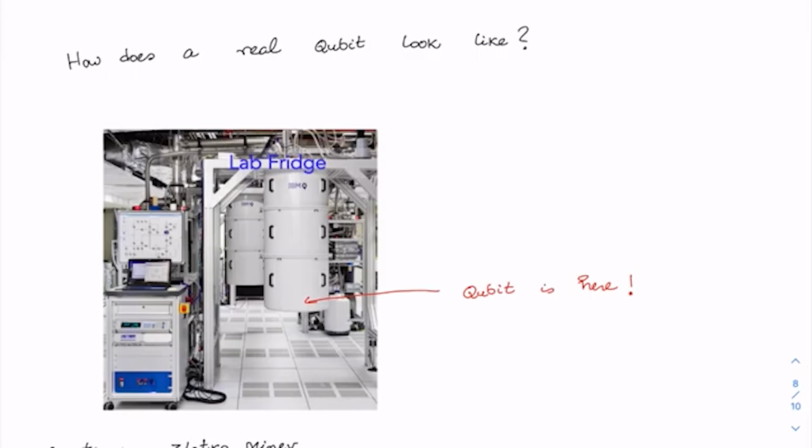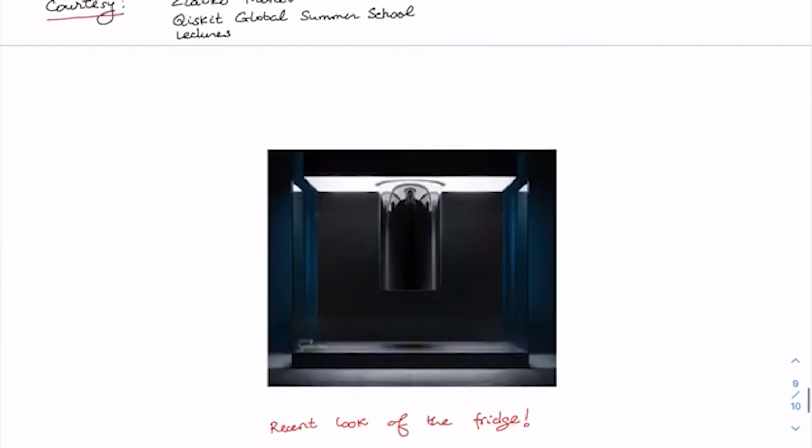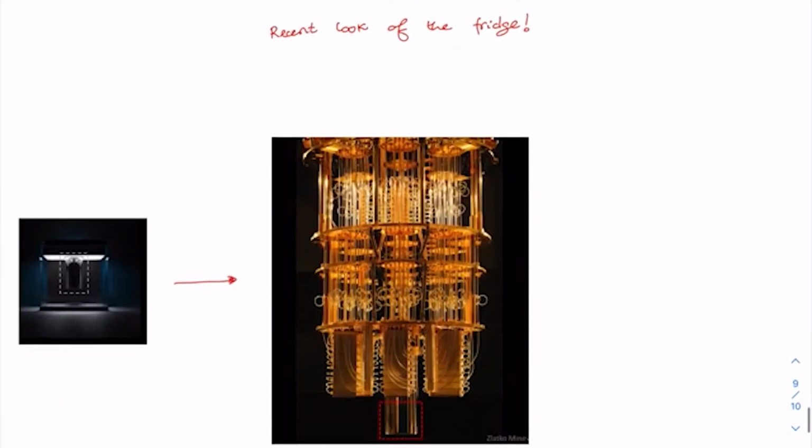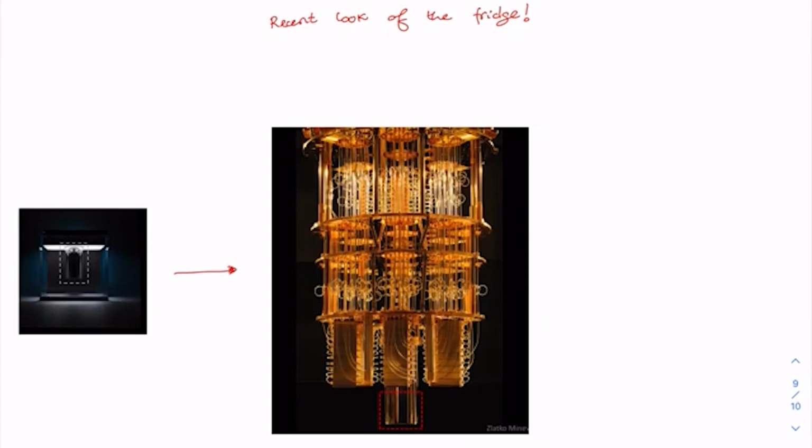This is actually a very low temperature fridge where the actual physical quantum bit resides at the very bottom of the fridge, and in recent times this fridge actually looked like something of this type. And now the question is, what is inside this fridge? If we zoom in and unveil the inside of it by removing the outer can, one can get a picture which appears to be of this type, which must be familiar to you by now. So this is what it will look like if we remove the can.